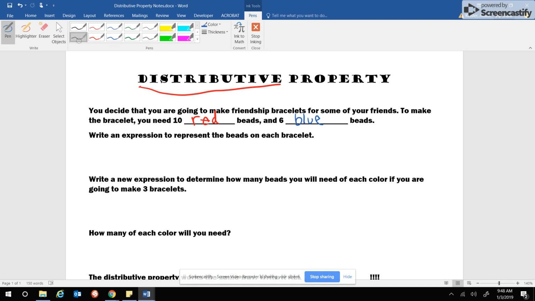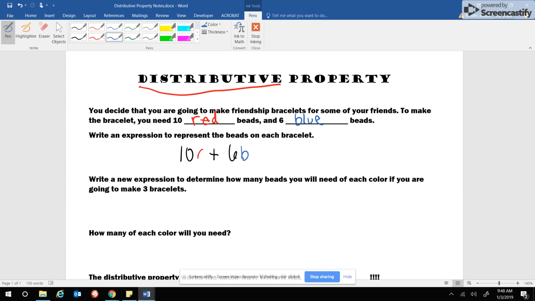So if I want to write this as an expression, I know each bracelet needs 10 R. I'm just going to write R for red, and if you notice, that is a variable, so 10R. And I'm also going to need 6 blue. So again, I'm just going to put a B for blue and make that a variable. So my expression would be 10R plus 6B.